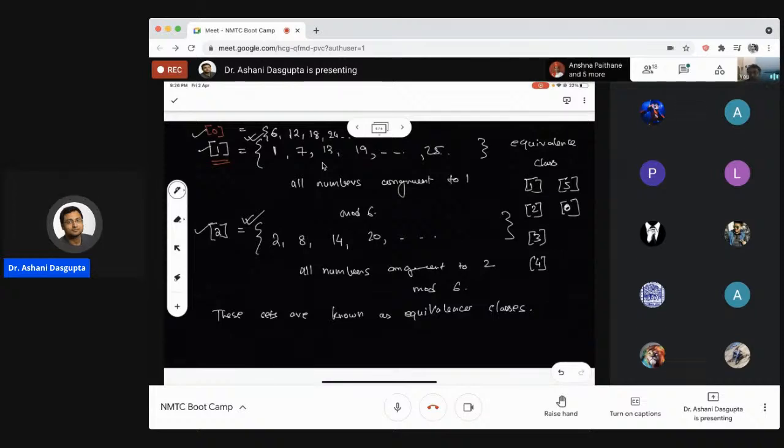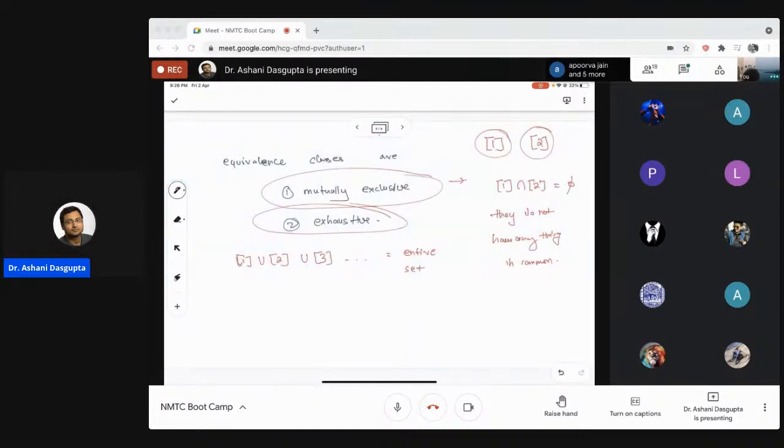No 2 equivalence classes will contain the same element. And if you take the union of all the equivalence classes, 0, 1, 2, 3, 4, 5, you will get the entire set of numbers from 1 to infinity.